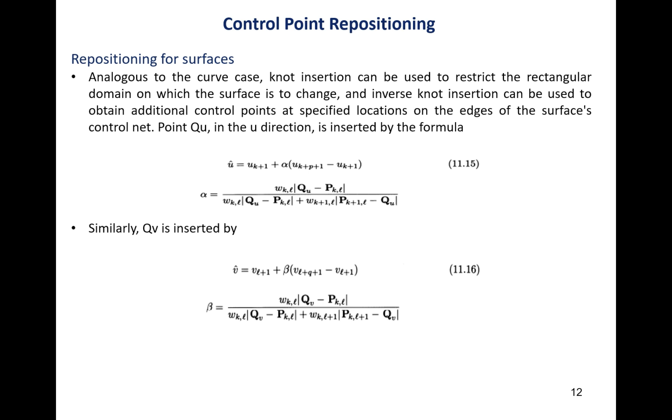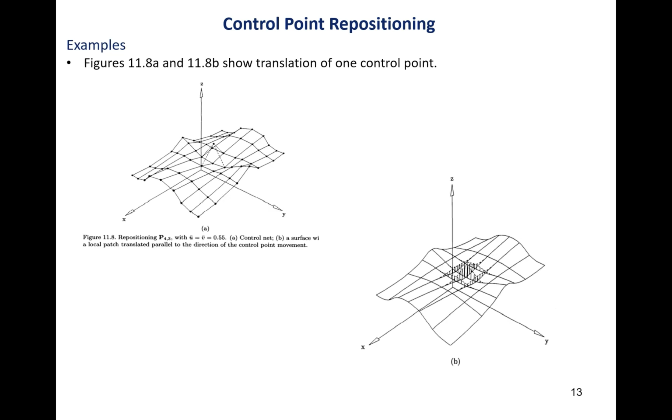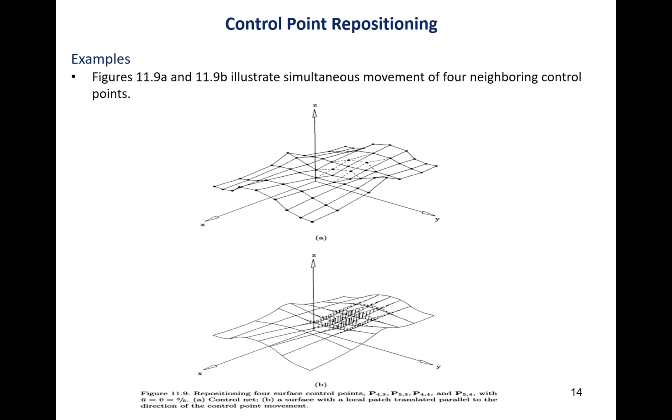Analogous to the curve case, knot insertion can be used to restrict the rectangular domain on which the surface is to change, and inverse knot insertion can be used to obtain additional control points at specific locations on the edges of the surface control net. So in the U direction, if it is inserted by the formula, it's given by u bar, and alpha is given by this, where Q is inserted by v bar, and beta is given by the formula below. These two examples show translation of one control point, and these two examples illustrate simultaneous movement of 4 neighboring control points.